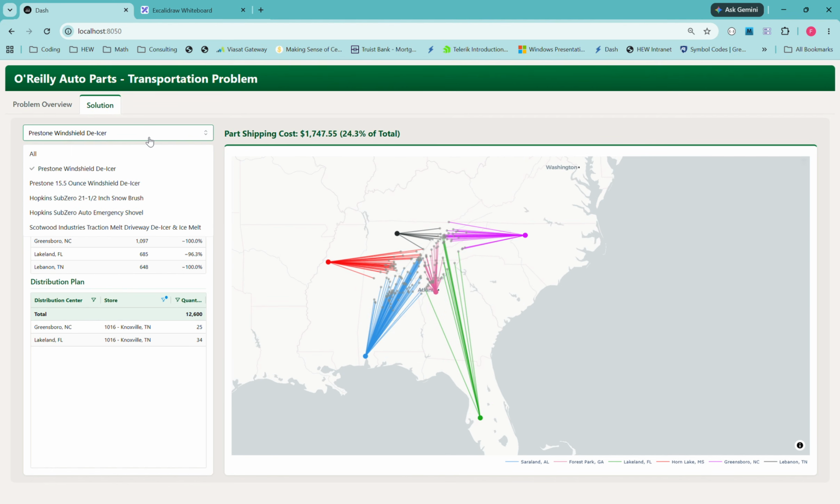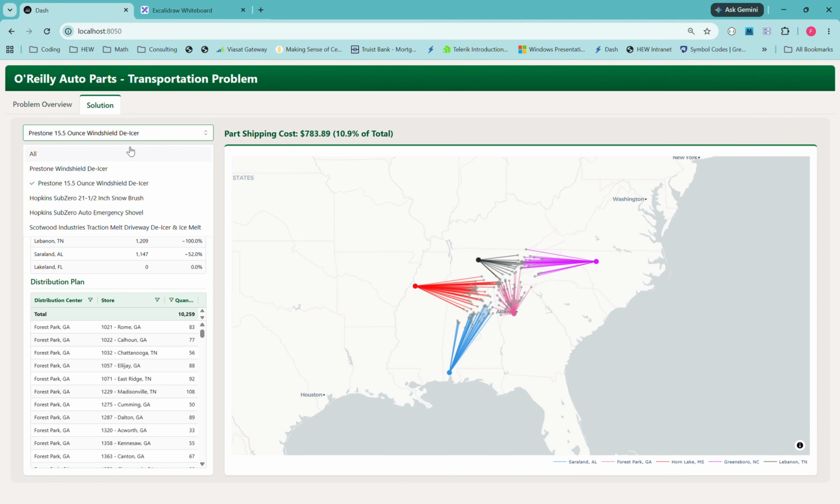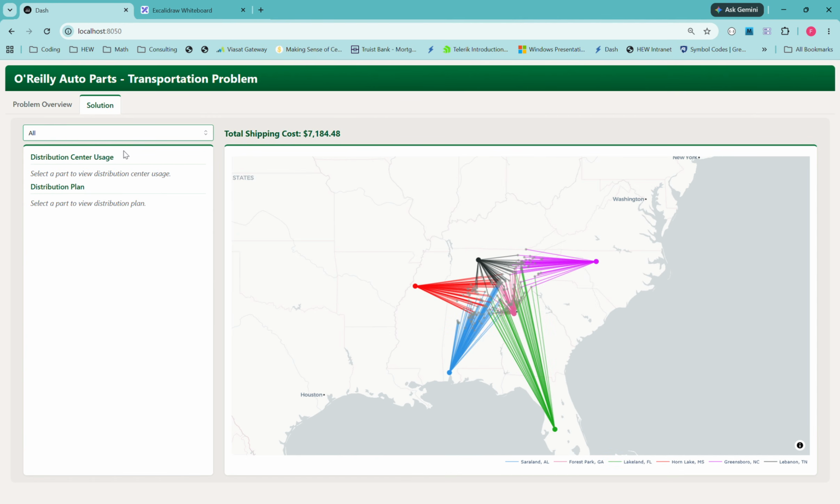One of the nice things that we just saw with the solver is that it solved almost instantaneously, and with linear programming we are guaranteed this is the lowest cost solution given the definition of the objective function as well as those constraints.